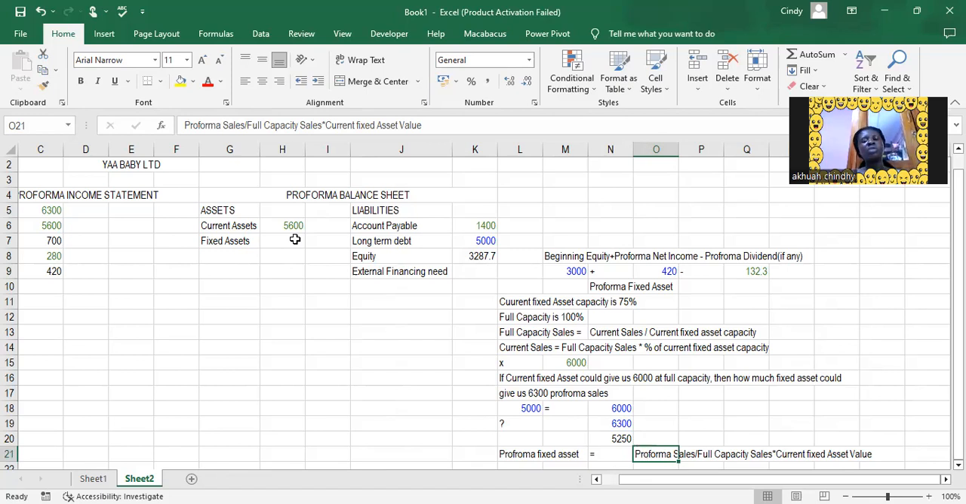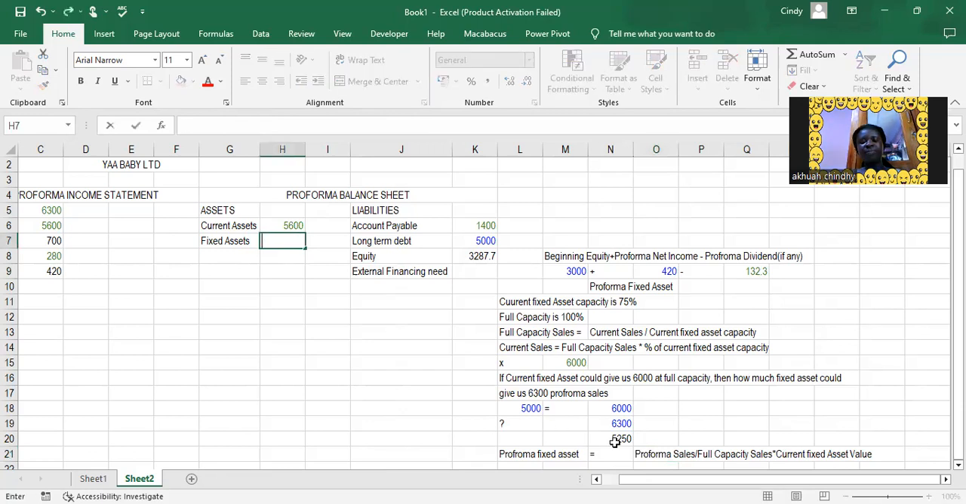So now this year we have this figure, 5,250. So now we've gotten our fixed asset. Now we can know our total assets, which is equal to our current assets plus our fixed assets.